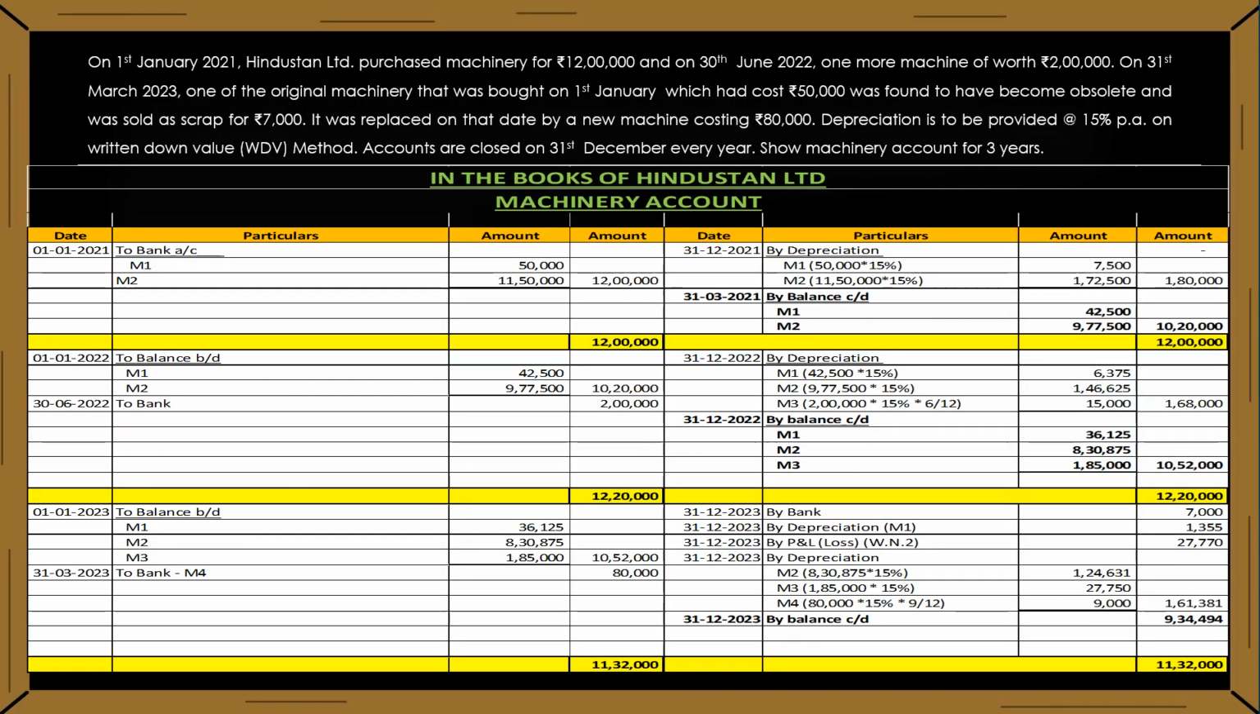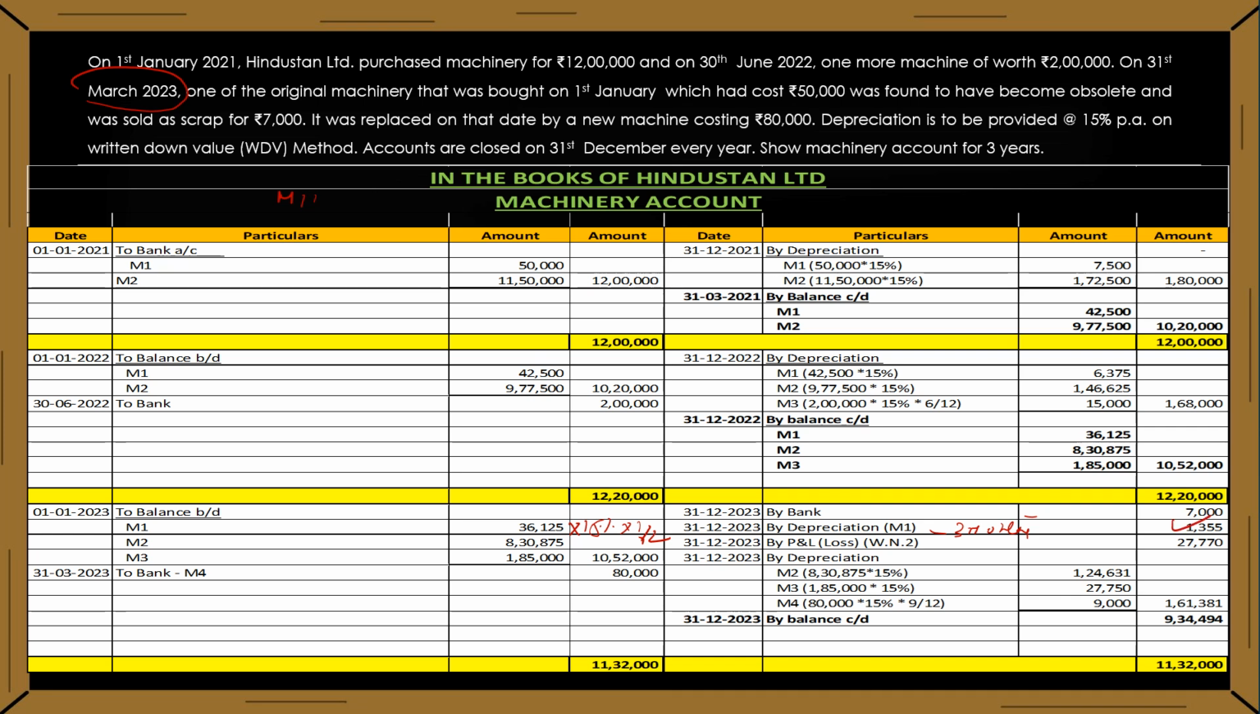This is the machinery account which we were doing. Now let us proceed with the machinery account. Now M1 machinery is sold, right? We have to write out the depreciation for M1 for 3 months because it has been used from 1/1 to 31/3/23. It was sold on 31/3/23, right? So for 3 months, we have to find out the depreciation. 36,125 into 15% into 3/12, which comes to 1,355. This we have written in our working note also.